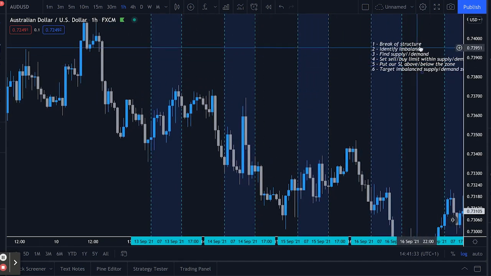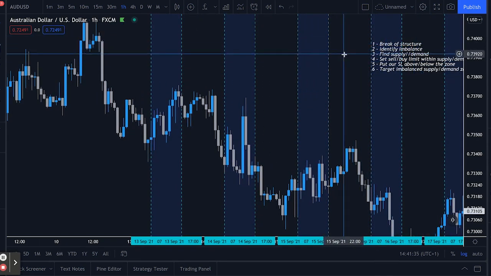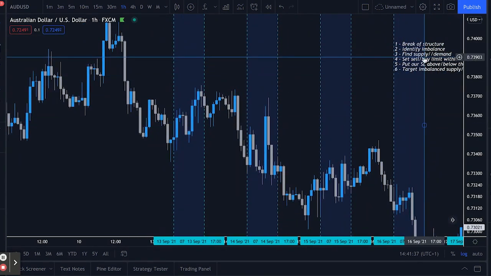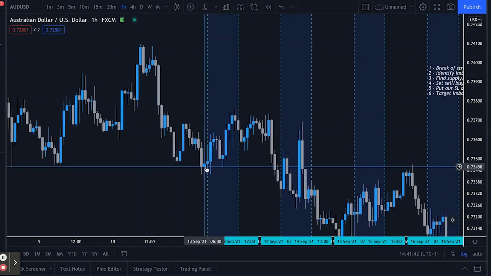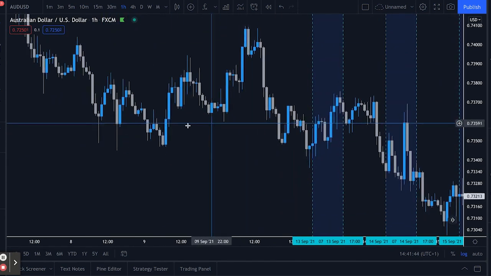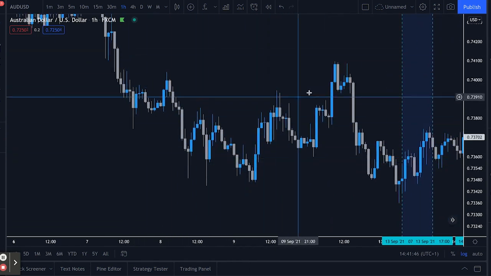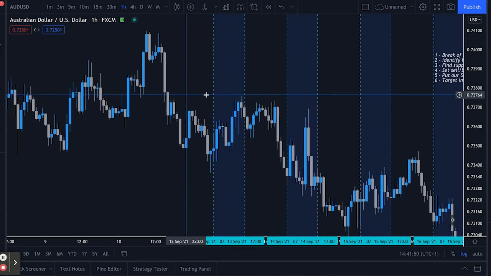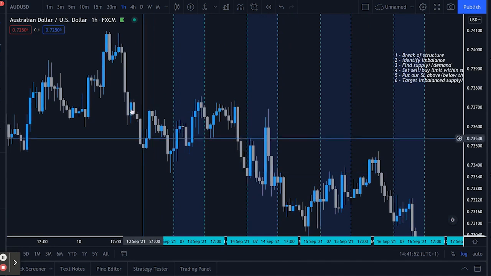So the first rule is market structure. We want to look for a break of structure. But obviously, we know we want to follow structure in our trading. So we can see from this point onwards, we are in a downtrend. Okay, we've broken this low here. We are also coming out of further broken lows. So we can look for here a break of structure, which is following the trend.